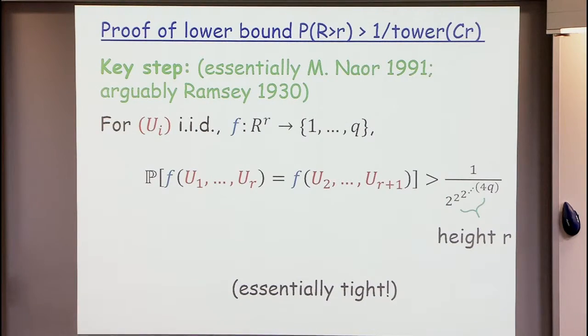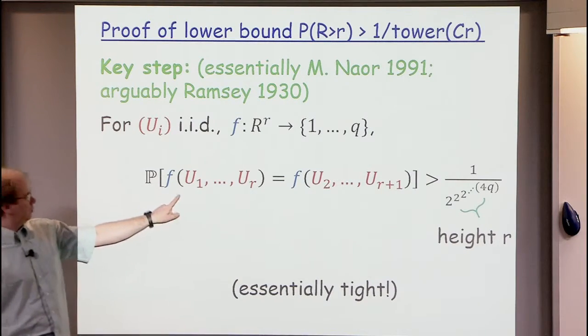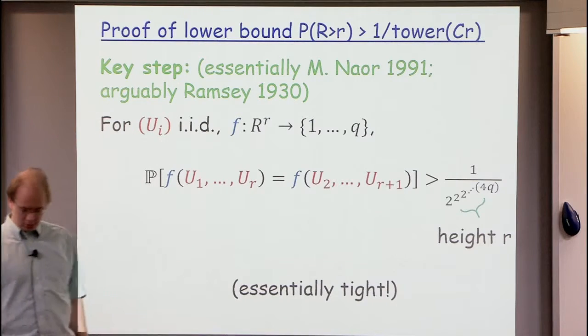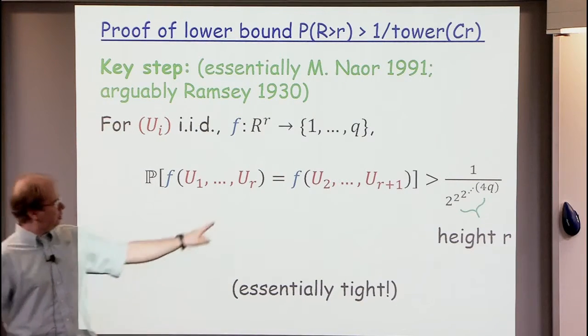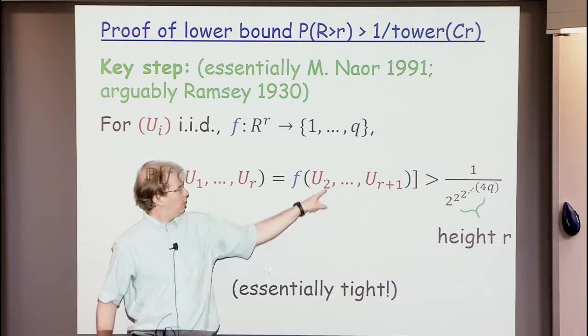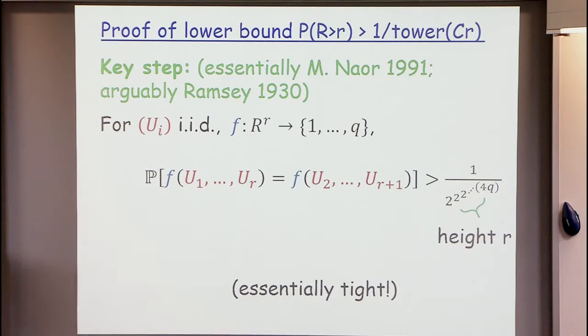So it says, it's a completely clean slate here. You can start again. If you have any IID random variables U_i, and you have a function f from R real arguments to a finite space, just integers 1 up to q, say, and you look at f of u_1 up to u_r, and you look at f of slide along by 1, u_2 up to u_{r+1}, and you ask whether those two things are equal.